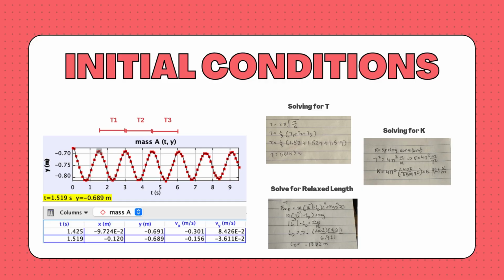Okay, so we also needed some initial conditions that we needed to find. The first thing we had to find was the period. Basically, the period is how much time it takes for one cycle to complete. So I just took the average of the first three cycles in order to get my period. I then calculated the spring stiffness using the period that I calculated before. And then I also calculated the relaxed length of the spring as well.